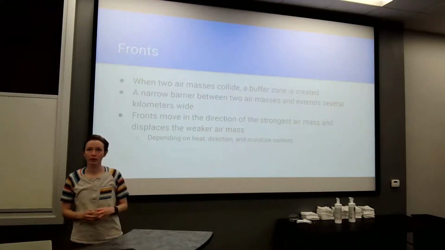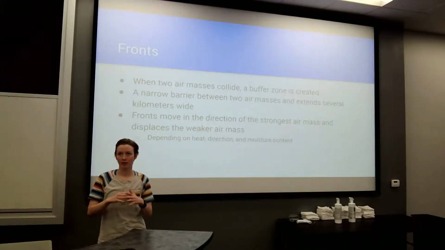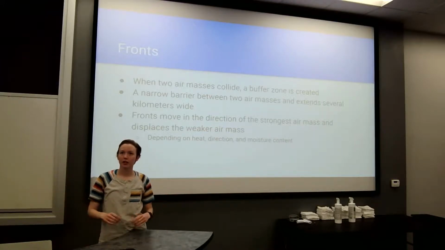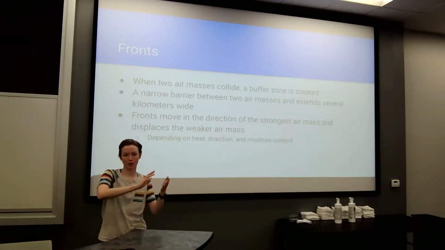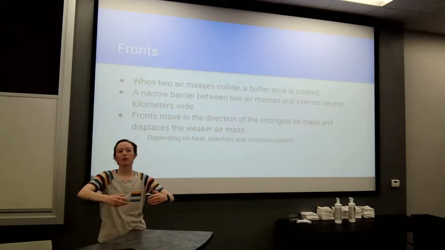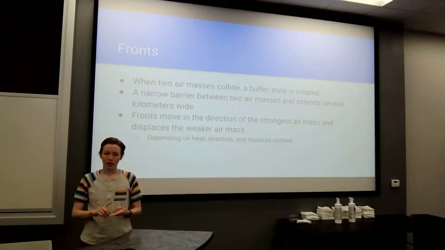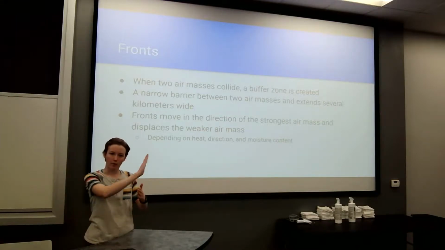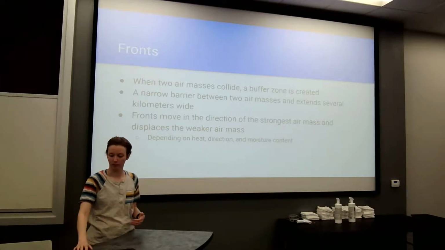So let's talk about the air fronts. So when 2 air masses collide, a buffer zone is created, and a narrow barrier between air masses then extends over several kilometers wide or miles wide. These fronts move in the direction of the strongest air mass and displace the weaker one. So they're going to come in and they're just overpowering that weaker one. So the one that is the more powerful is going to be the one it's going to be named after. And this is going to be depending on the heat, direction, and the moisture content. So it's important to keep in mind, is it very hot air or is it more cooler? Is it more moist? Is it going over it? Or is it just kind of meeting? So it's direction, it's heat, and the moisture content.